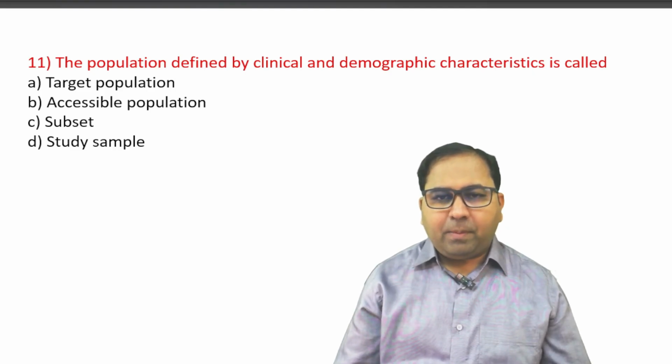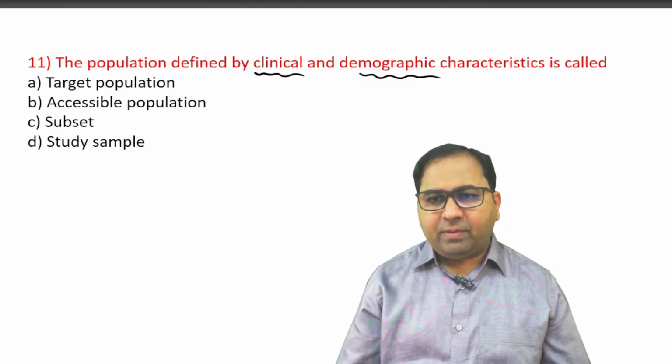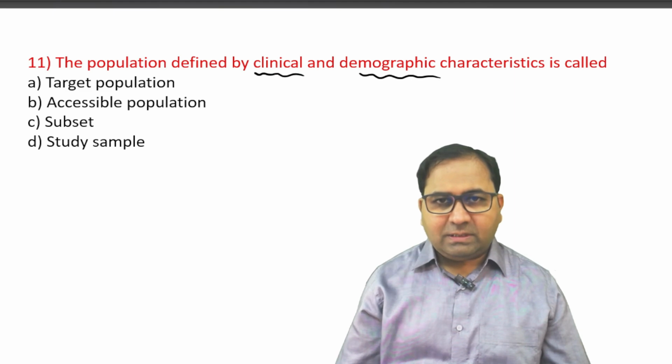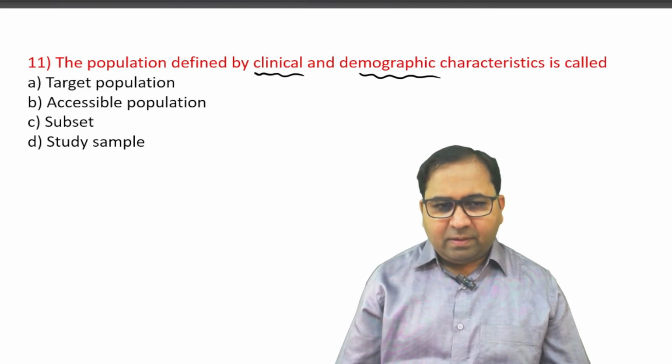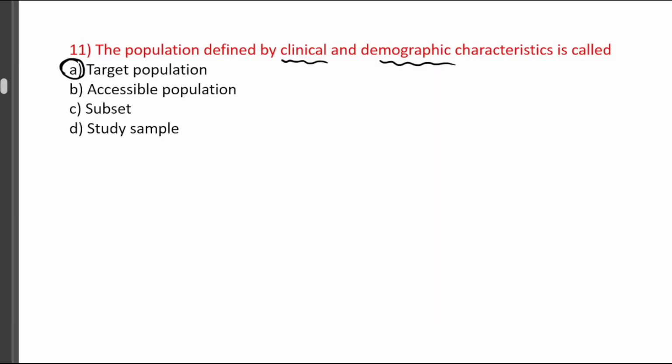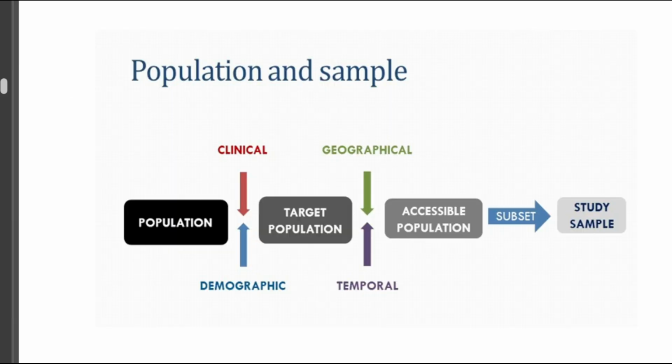Next question. The population defined by clinical and demographic characteristics is called what? A. Target population, or B. Accessible population, or C. Subset, or otherwise D. Study sample. We have seen this previously. It's a repeated question. The answer for this question is A. Target population. See over here, the question was asked that the population defined by clinical and demographic characteristics is called the target population. Okay. The next question.